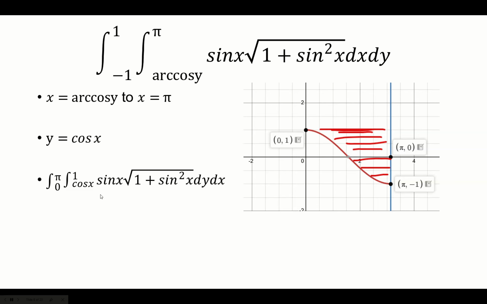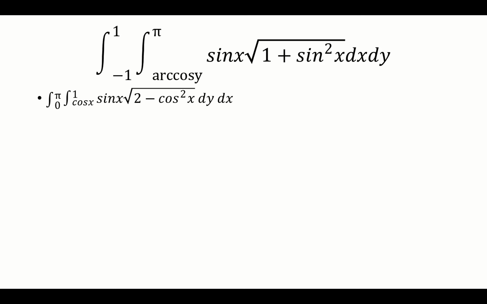And so now we can integrate this. The first thing to do is integrate with respect to y. Sine x times the square root of 1 plus sine squared x, that's a constant. So when I take the antiderivative, I just put a y next to it. But first, before I do that, I'm going to rewrite this. So sine squared is 1 minus cosine squared, and so 1 plus sine squared becomes 2 minus cosine squared. I'm doing this because it's going to make the math easy.